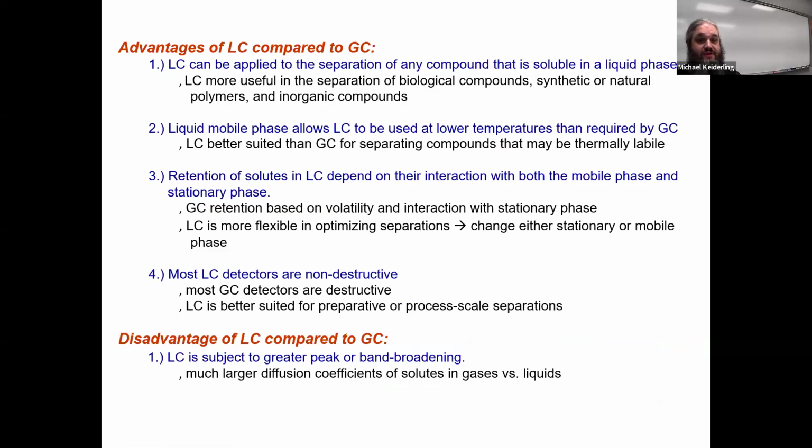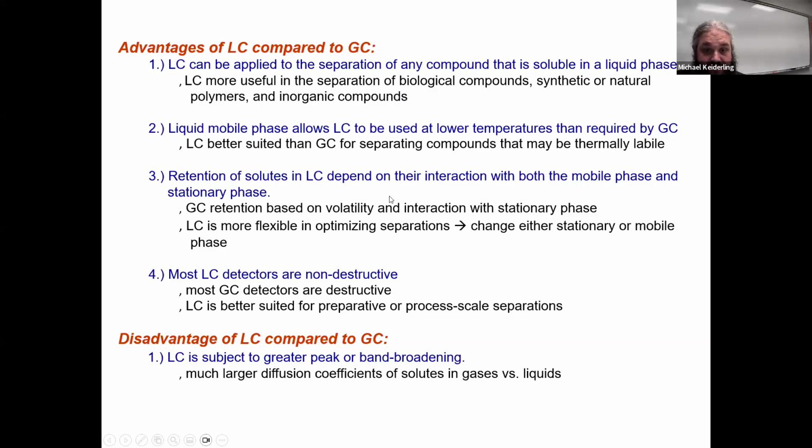So liquid chromatography can be applied to the separation of any compound that's soluble in a liquid phase. It's more useful in the separation of biological compounds, synthetic or natural polymers, or inorganic compounds, stuff that doesn't vaporize as easily. And the liquid mobile phase allows it to be used at lower temperatures than are required by GC. So it's much better for separating compounds that are less thermally stable, so more likely to be destroyed by the higher temperatures in GC.